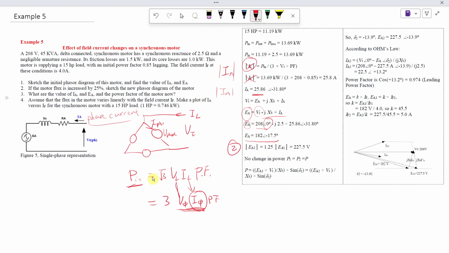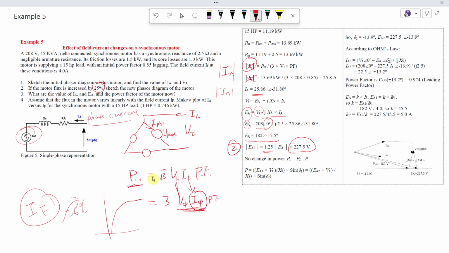The motor flux increased by 25%. What does that mean? If I say the field current increased by 25%, that's a totally different thing, because if you remember, that is a nonlinear relationship. I don't know how much the EA is going to change, but if the flux increased by 25%, I can quite confidently say the new internal voltage is 1.25 times larger than the previous one. So we got the new EA.